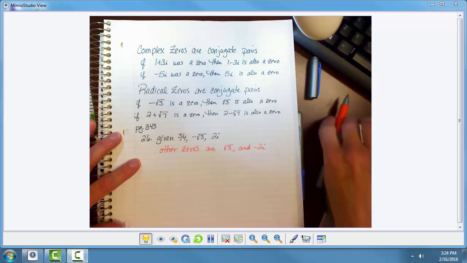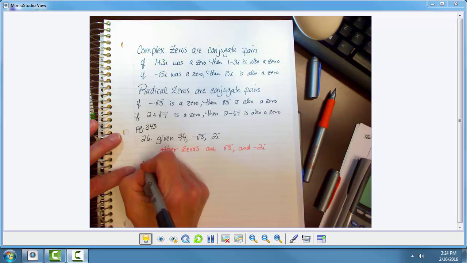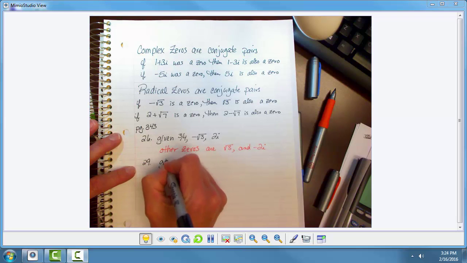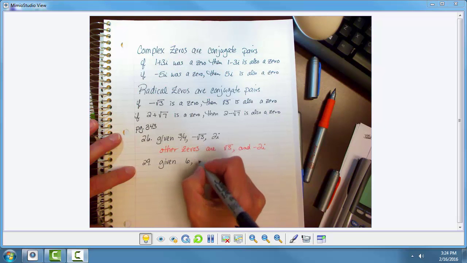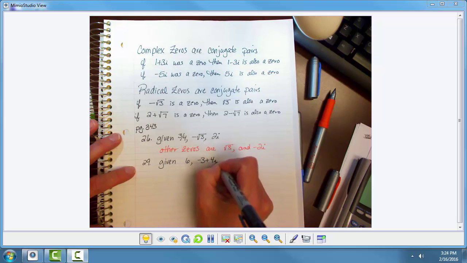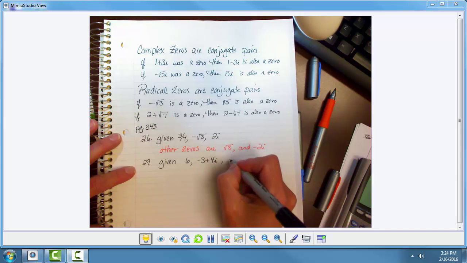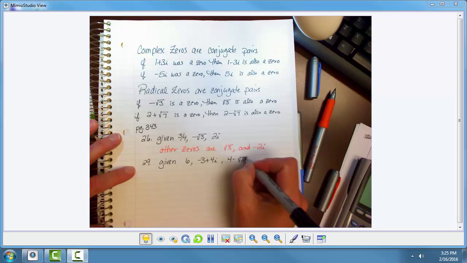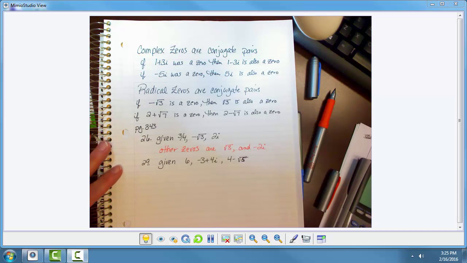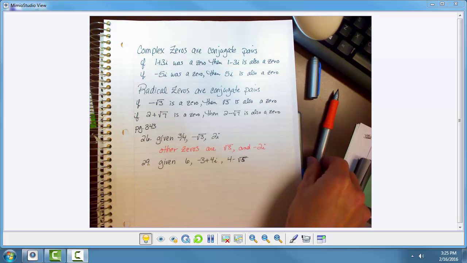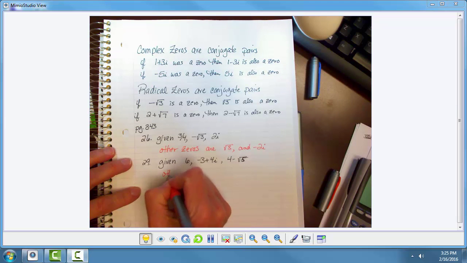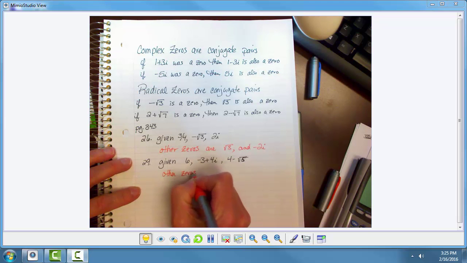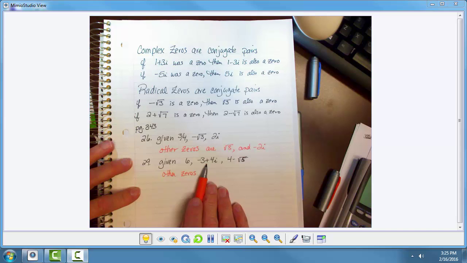Okay, so on the same page, let's look at number 29. On number 29, you were given 6, -3 plus 4i, and 4 minus the square root of 5. Same instructions, which said there's a polynomial of degree 5, and you're given these 3 zeros. So what are the other zeros? Well, here you have a complex number, and here you have a radical number. So they're in conjugate pairs.